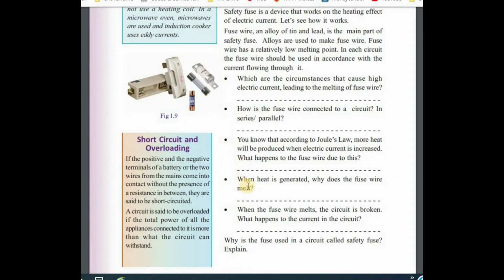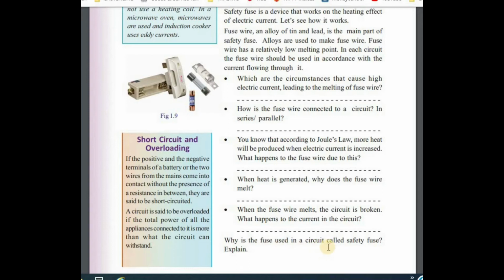from the overflow of the current. Okay, when heat is generated, why does the fuse wire melt? When heat is generated, the fuse wire, having a low melting point, gets melted. When the fuse wire melts, the circuit is broken. What happens to the current in the circuit? Then the current in the circuit also stops, and thus the devices are protected from the overflow of current.